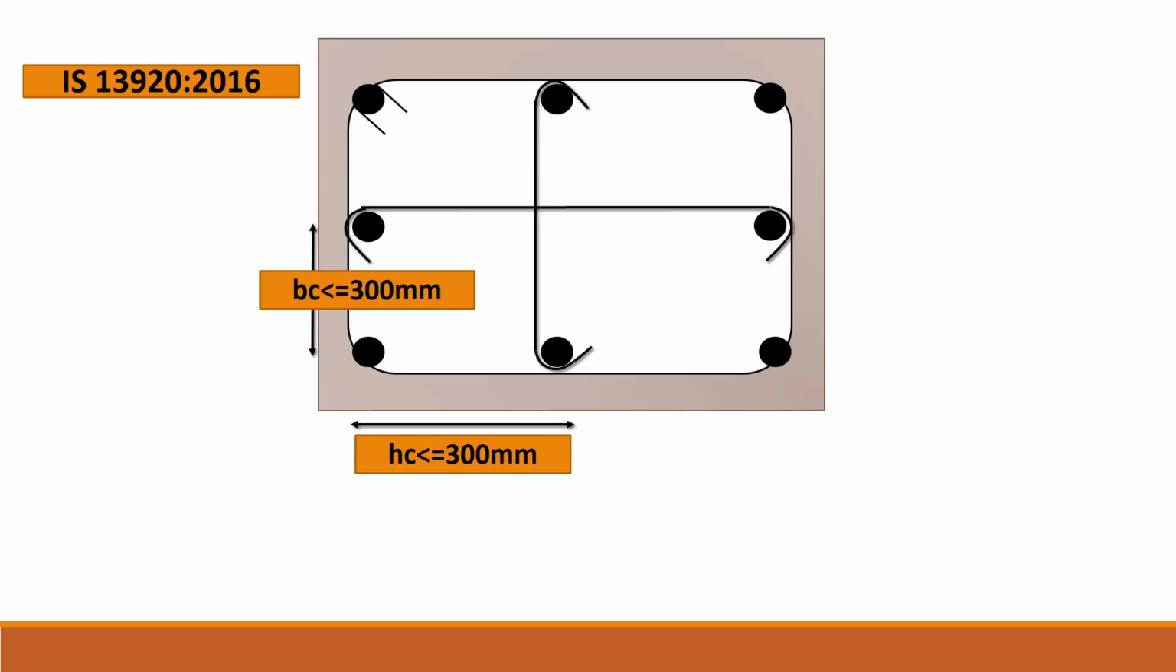In the other case, when both the depth and the width of the column are quite larger than 300 mm, then there are many longitudinal bars being provided, and the cross ties are provided in this fashion.